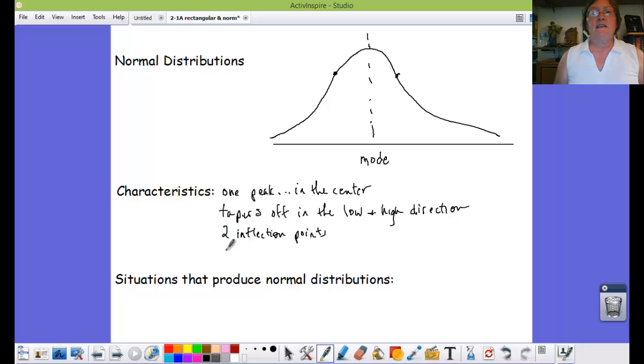It approaches the x-axis but never touches it in theory. Doesn't touch or cross. So it has an asymptote at the horizontal. Okay, doesn't touch or cross.